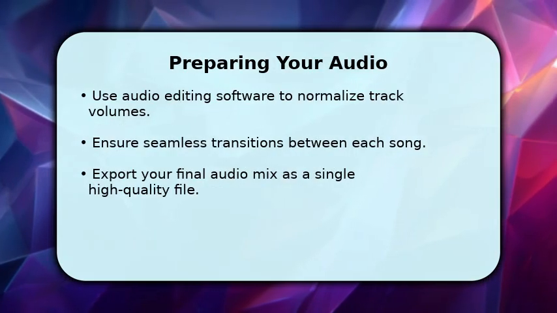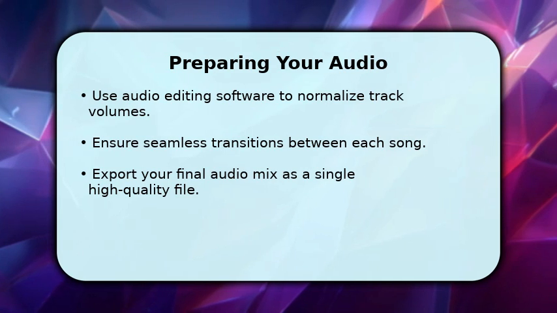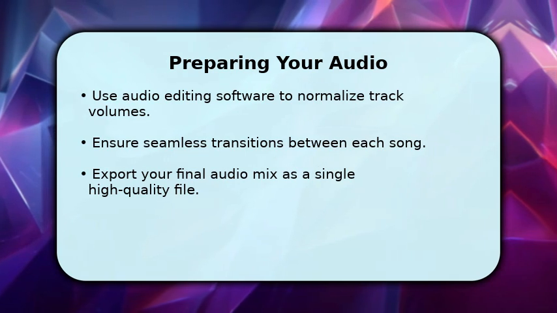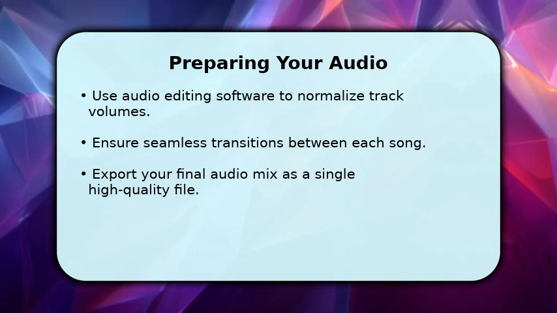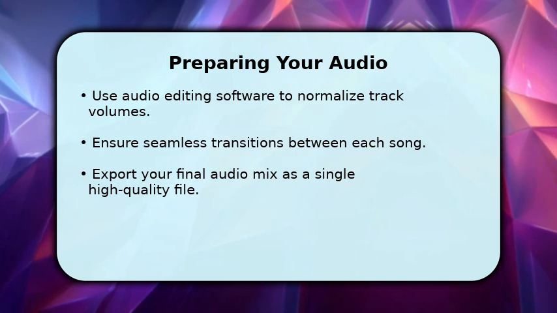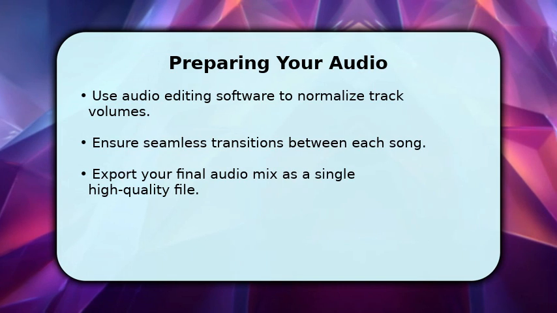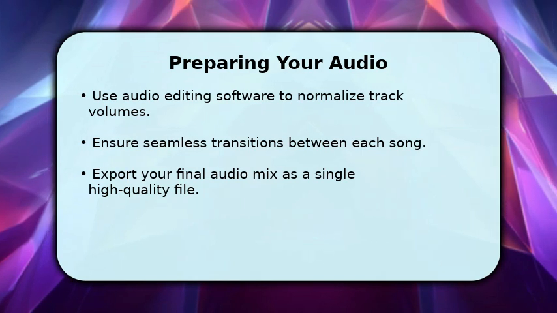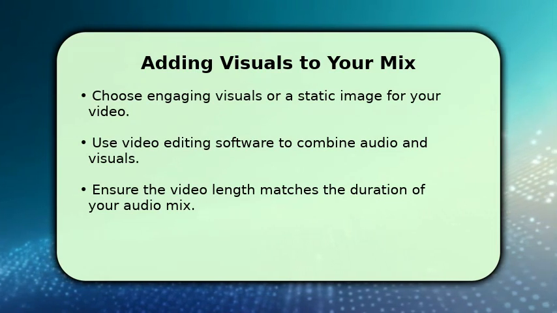Now let's prepare your audio. Utilize audio editing software, such as Audacity or Adobe Audition, to normalize the volume across all your tracks. This prevents jarring changes in loudness for listeners. Carefully craft smooth transitions between each song, perhaps using crossfades of 2 to 5 seconds. Once perfected, export your entire audio mix as one continuous, high-quality file, preferably a 320 kilobits per second MP3 or a WAV file.